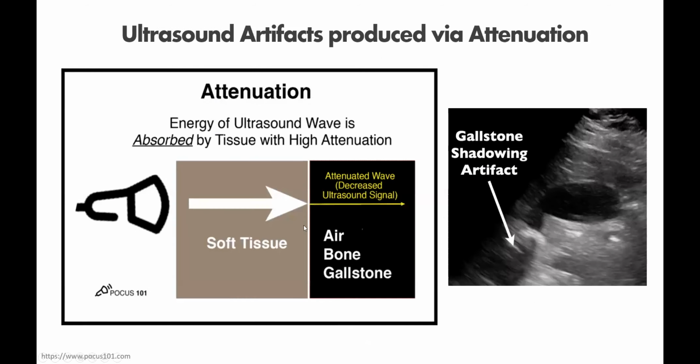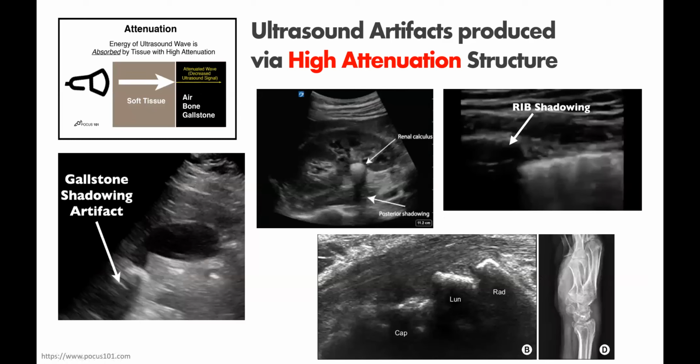Okay, attenuation, when there is attenuated wave and decreased ultrasound signal beyond the tissue. Okay, beyond the air, because it will be reflected very much, and then bone and gallstone means the ultrasound wave is being absorbed, very high absorption. Okay, so as you can see here, renal calculus causing a posterior shadowing. This is an attenuation artifact, meaning there is a very high density, like a bone-like structure or stone-like structure, that has posterior acoustic shadowing.